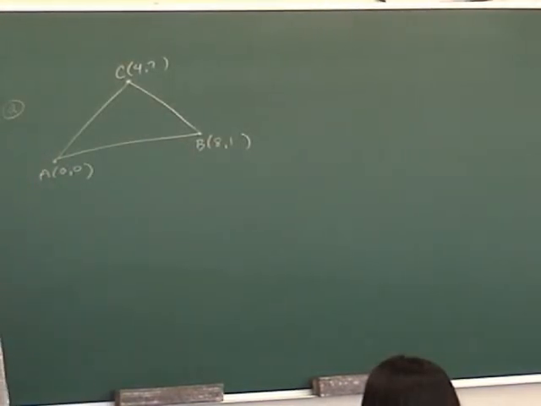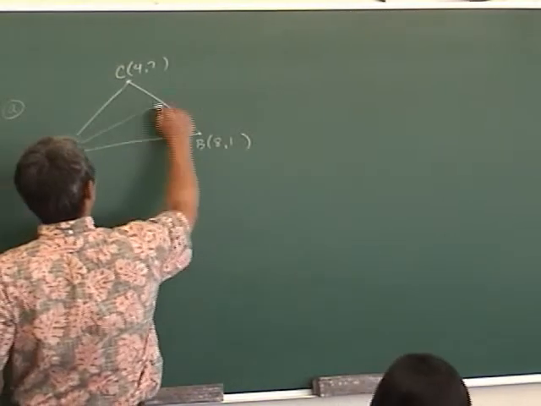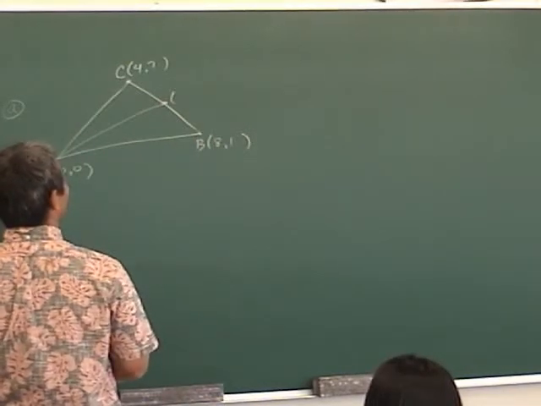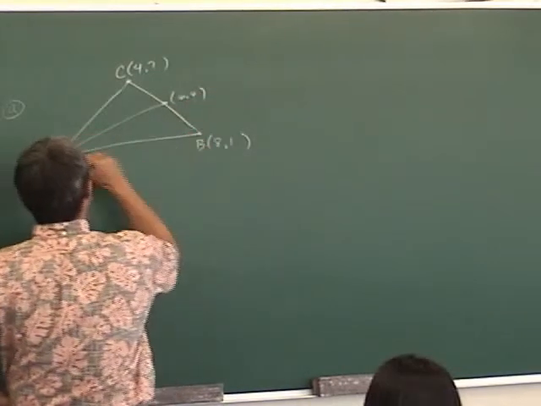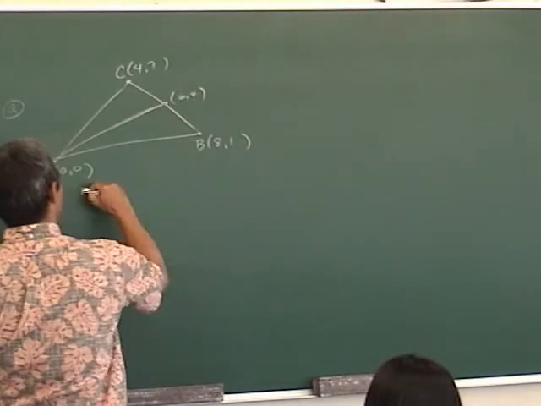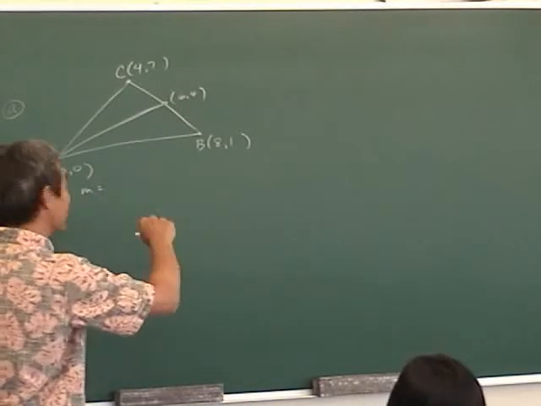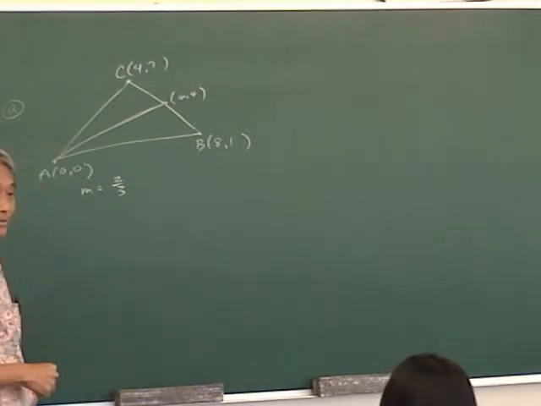You know what? (0, 0). So A over here to the midpoint. Okay, what are the coordinates of the midpoint right there? (6, 4). Use the midpoint formula. Okay, what's the slope of this line right there? 4 minus 0 over 6 minus 0. That's 2/3.